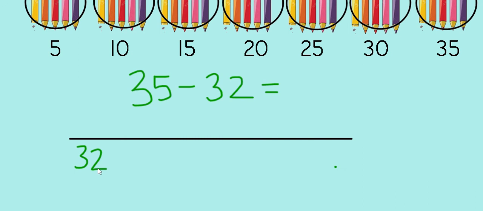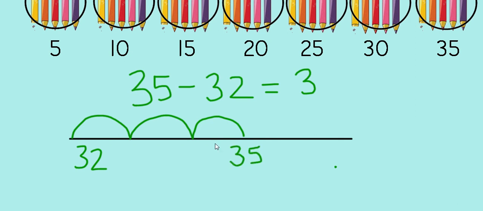So what we could do is this to make it even quicker. We could put the smaller number here and we could count up till we get to 35. What do you think? 33, 34, these are jumps of 1, aren't they? 33, 34, 35. So how many jumps did we do of 1? 1, 2, 3. So the answer is going to be 3. There are 3 in between 35 and 32.